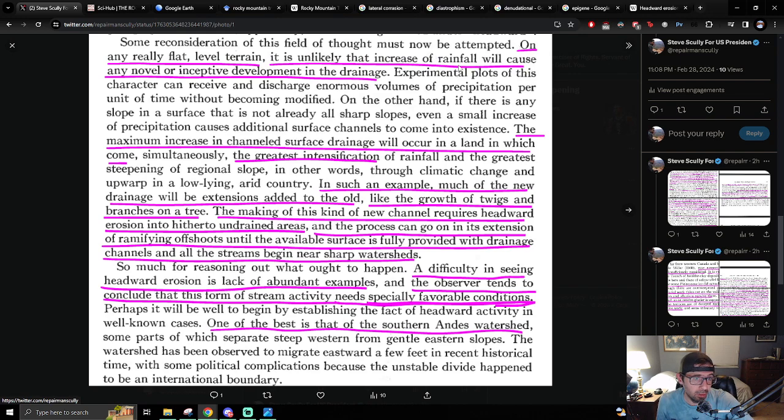It is unlikely that increase of rainfall will cause any novel and inceptive development in the drainage. The maximum increase in channeled surface drainage will occur in a land in which come the greatest intensification, they say, of rainfall, but of the flood. In such an example, much of the new drainage will be extensions added to the old, like the growth of twigs, assuming that it's far enough down the growth pattern, like the growth of twigs versus a trunk.